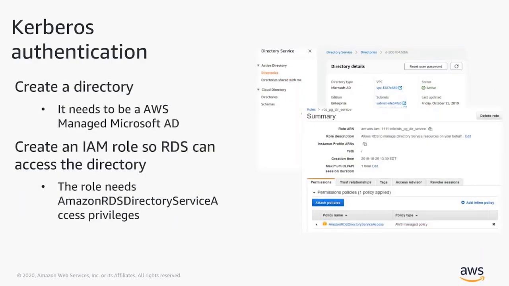When you set this up, you have to do this part once. You have to create a directory. You can set this up with trust between your corporate Active Directory and the AWS managed one. You do have to use the AWS managed Active Directory service. Then you set up an IAM role with privileges using the Amazon RDS Directory Service privilege. And it's possible to set up a trust forest essentially between your corporate Active Directory and the managed AD to make this all work together.